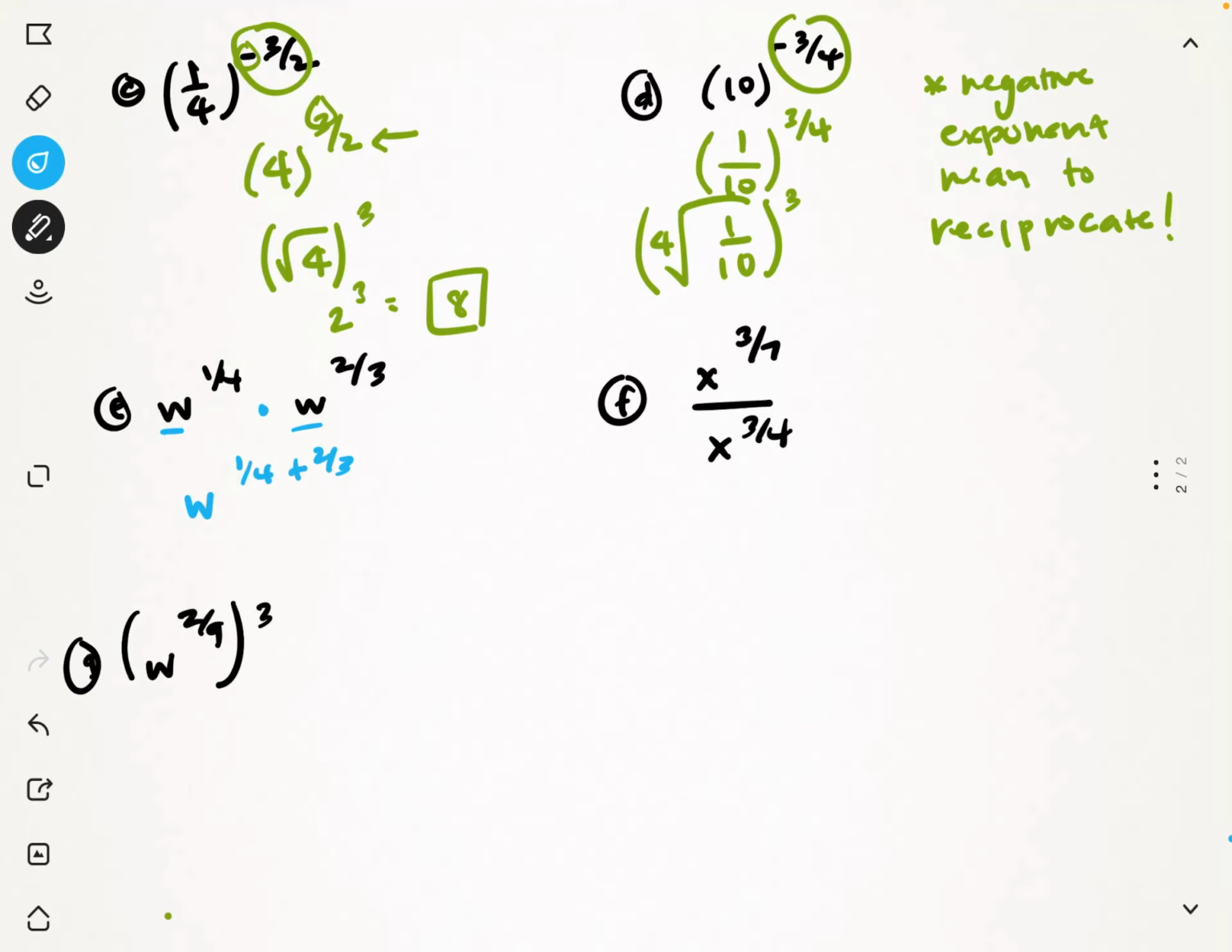Now, unfortunately, they don't have the same denominator, so we're going to have to convert these. I'm going to multiply by 3 on top and bottom here, and 4 on top and bottom here. So we have the denominator 12. So this is going to be w to the 3 times 1 is 3, 3 times 4 is 12, and then 2 times 4 is 8, and 3 times 4 is 12. Now we have common denominators, so we can add these up, and we get w to the 3 plus 8 is 11 twelfths.